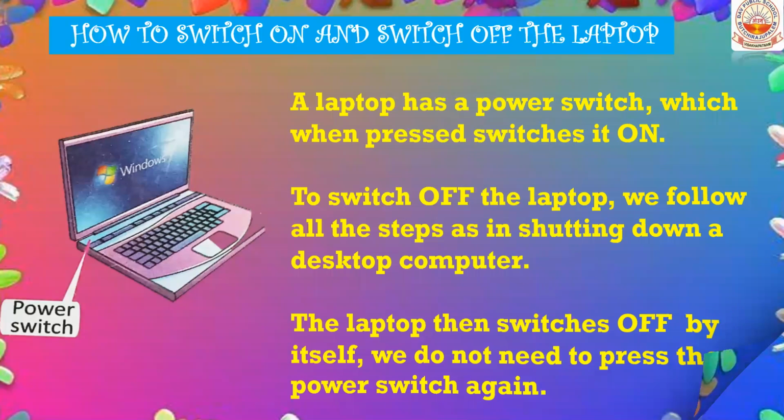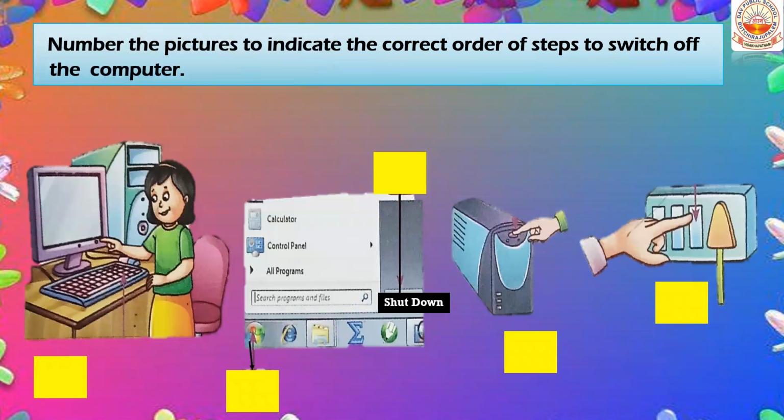Okay. So now based on this, let us do a small activity. Here you can see some pictures, children. Number the pictures to indicate the correct order of steps to switch off the computer. Okay, children. Now see the pictures carefully and tell me the first step. What is the first step, children? Yes, you have to click the start button. Then what will be the second step? Yes, you have to click the shutdown button.